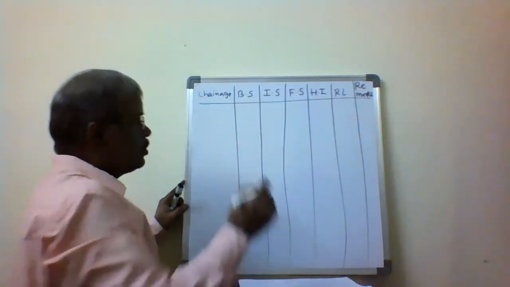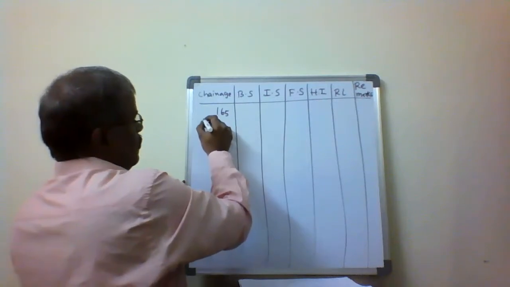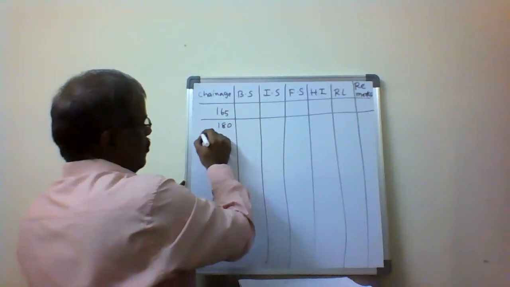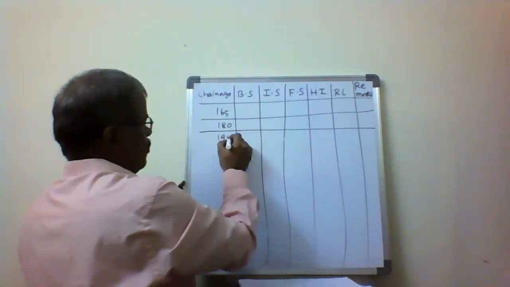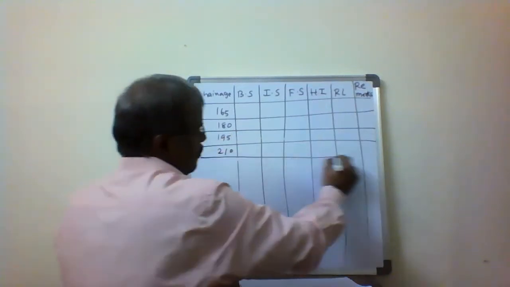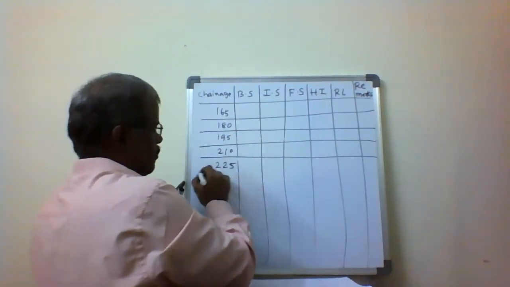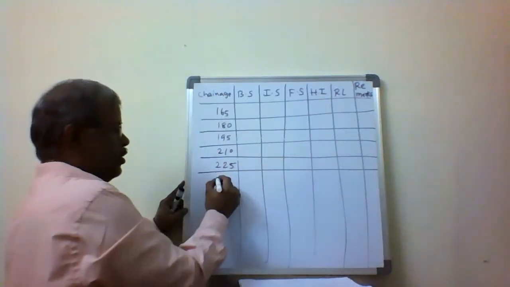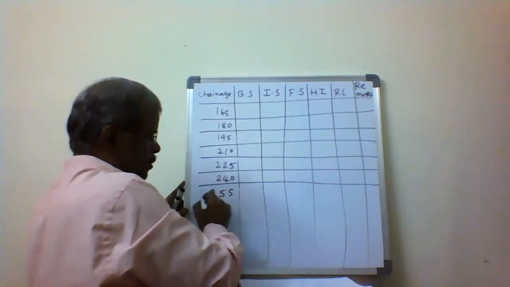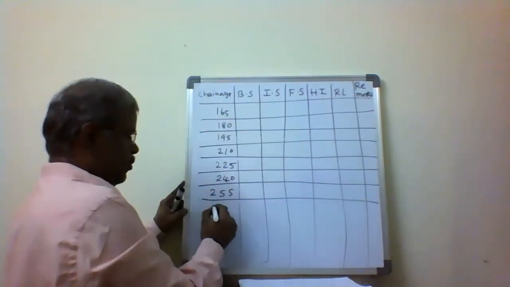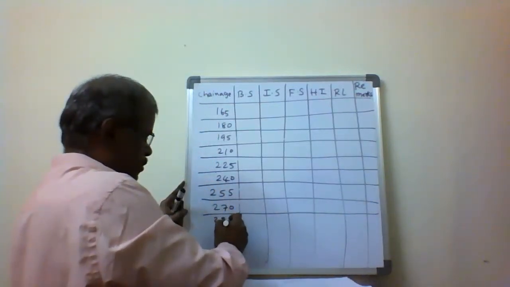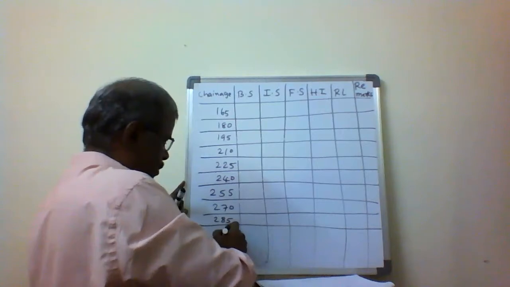So chainage starts at 165 meters, then 180, every 50 meters, 195, 210, 225, 240, 255, 270, 285, and 300.